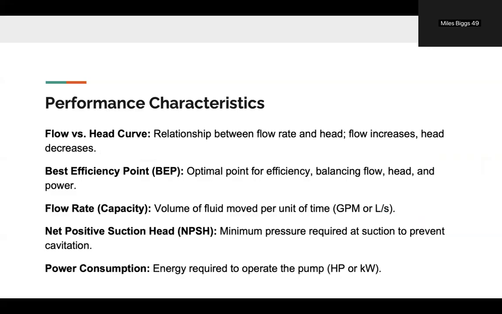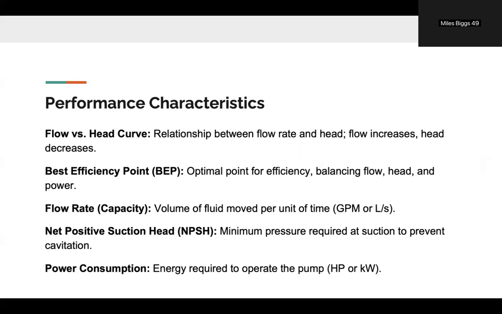So for our performance characteristics, we're going to have the flow versus head curve, the relationship between flow rate and head: as flow increases, head decreases. Then you have your BEP, which is your best efficiency point. It's the optimal point for efficiency, balancing the flow, head, and power. This is where you're going to want to run your pump and how you're going to pick your pump.